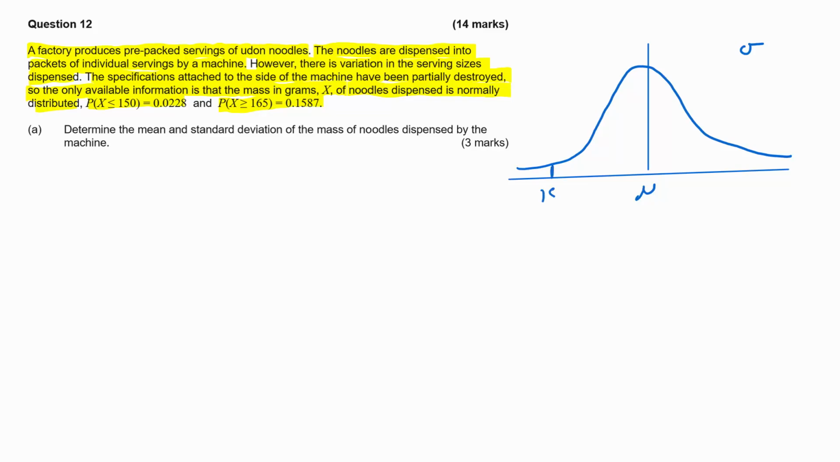we're told less than or equal to 150. So let's say 150 is here. This area here is 0.0228. And then 165 is over here, greater than or equal to that. That area there is 0.1587. We want to determine the mean and standard deviation of the mass of noodles dispensed by the machine.